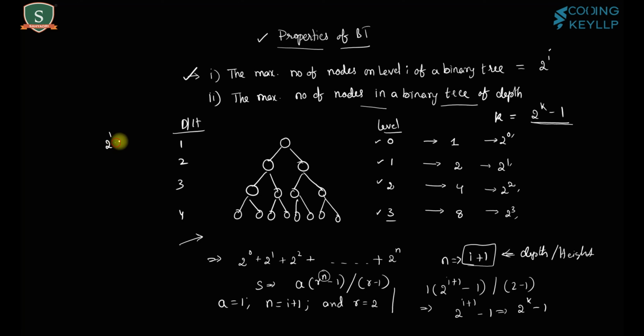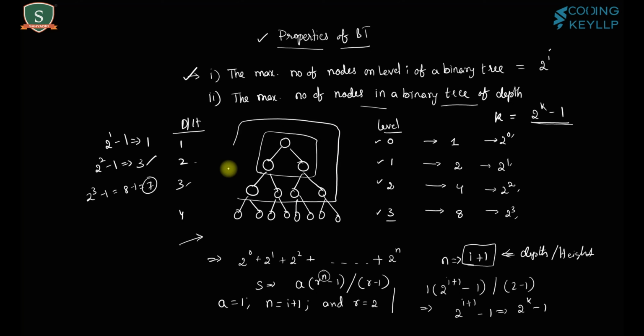2 power 1 minus 1: answer is 1. 2 square minus 1, 4 minus 1 is 3. So at this depth or height, if you consider the total, how many nodes are there? 3 nodes are there. Next, 2 cube minus 1, that is 8 minus 1, 7. At height 3, how many nodes in total are we having? We are having 7 nodes: 1, 2, 3, 4, 5, 6 and 7. So these are the two major properties of binary tree.